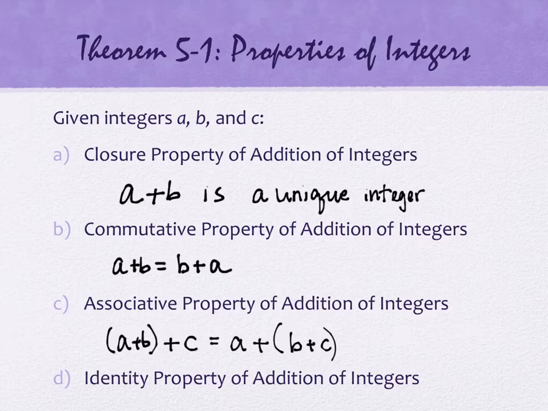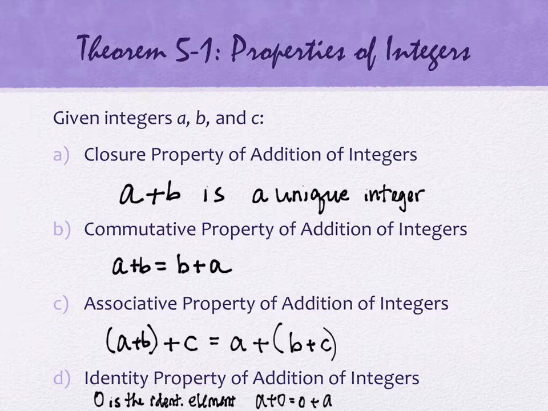And the last one, the identity property of addition. What number can I add to things and they remain unchanged? 0 is the identity element, because a plus 0 equals 0 plus a, which is equal to a. Okay, so those are all the same. No new properties, really. We're just extending them to be able to be used with integers.